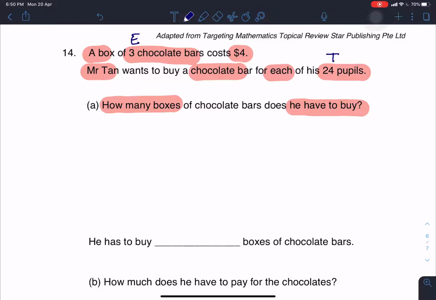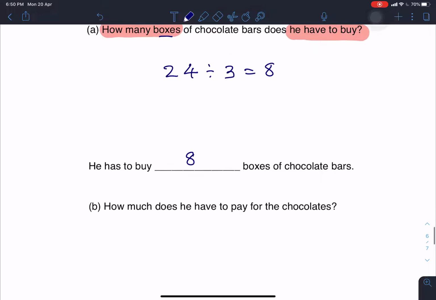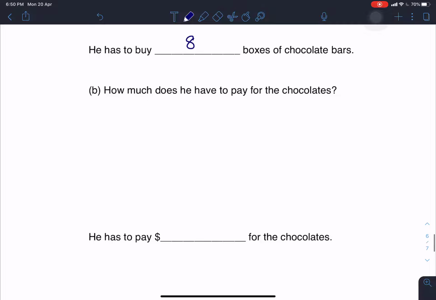We want to find out how many boxes he needs to buy, which is the group. So we're going to do a division. 24 divided by 3, which gives us 8. Therefore, he has to buy 8 boxes of chocolate bars. Okay, question B, it's related to question A. How much does he have to pay for the chocolates?